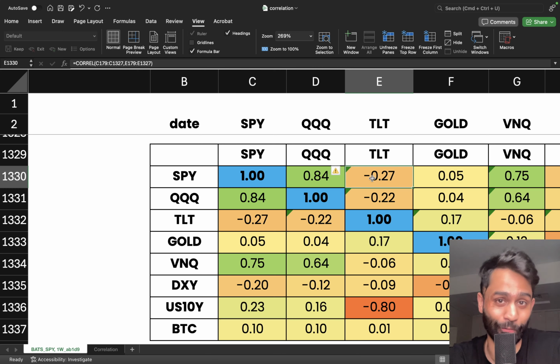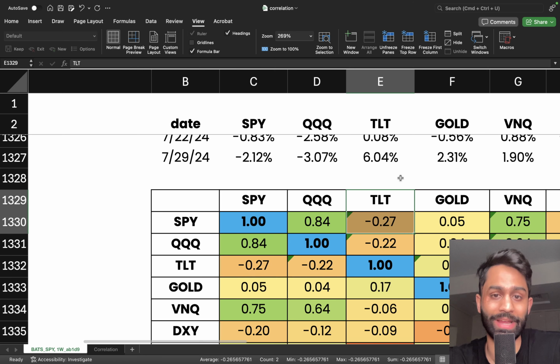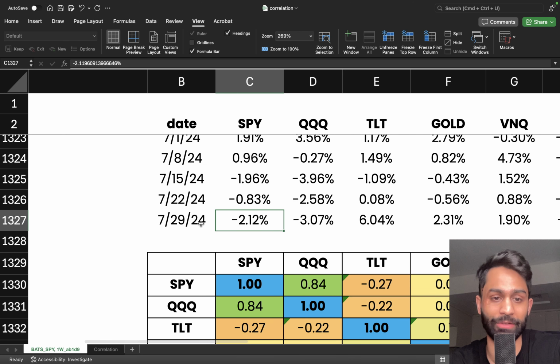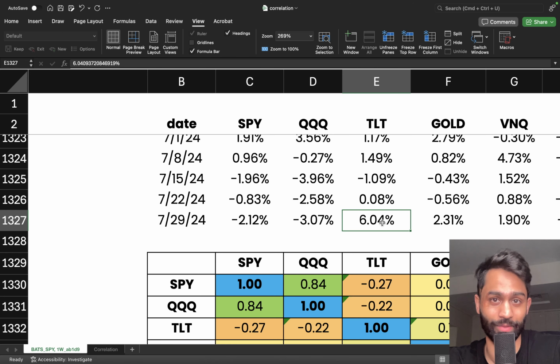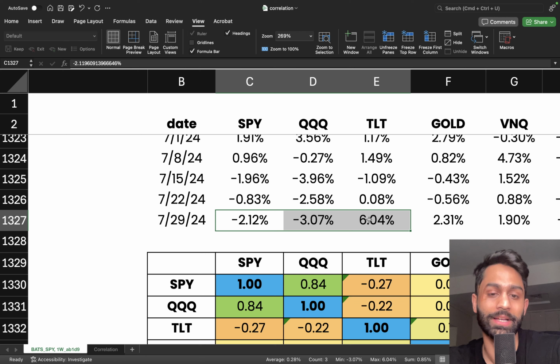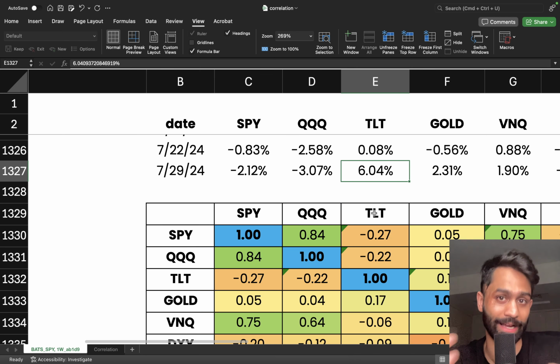So there is a negative correlation between the S&P 500 and TLT, the bond ETF. So that's a good hedge, right? For example, right now, what we have seen is that last week the S&P 500 was down 2% and TLT was up 6%. So that is that negative correlation, where you're seeing TLT outperform the S&P 500. As it's going down, TLT is going up. So that is the negative correlation.